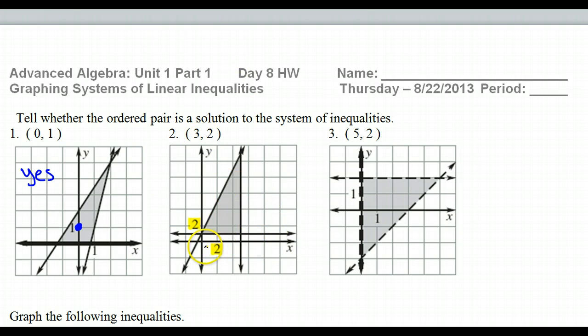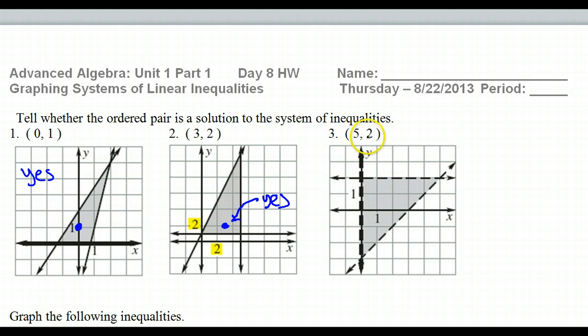Okay, so with that in mind, this would be 2, this would be 4. So 3 is halfway in between. So 3, 2 would be right here. Just be careful. And again, that is within the solution area, so we will say yes, that is a solution.